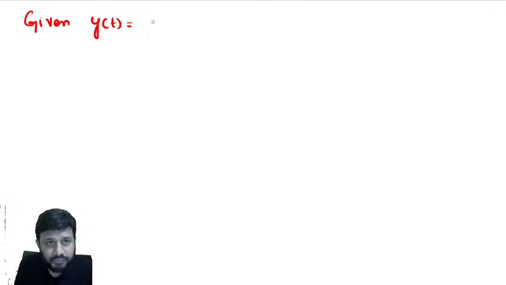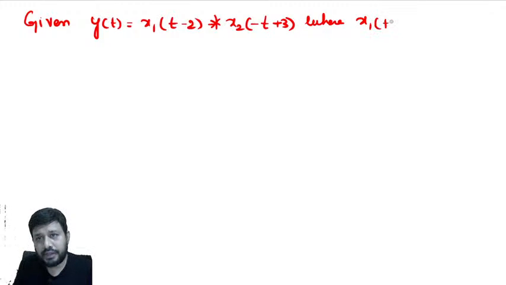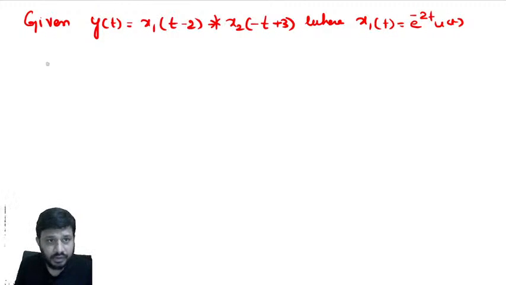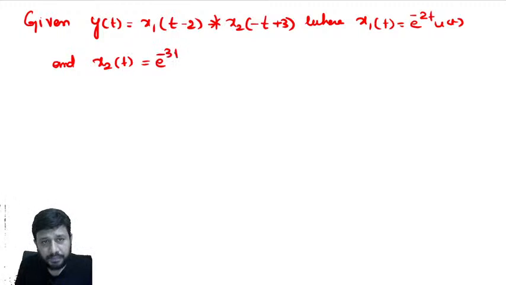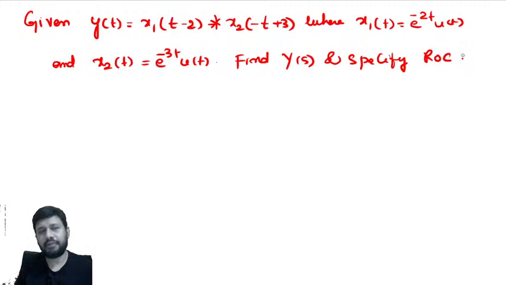Next question. Given y of t is equal to x1 of t minus 2 convolved with x2 of minus t plus 3, where x1 of t is equal to e raised to minus 2t u of t and x2 of t is equal to e power minus 3t u of t. Find y of s and specify ROC.